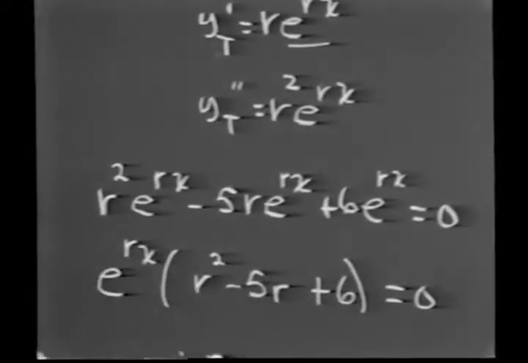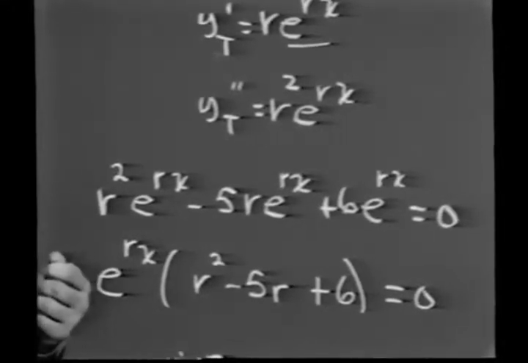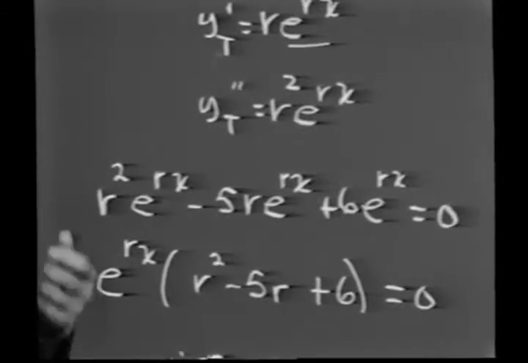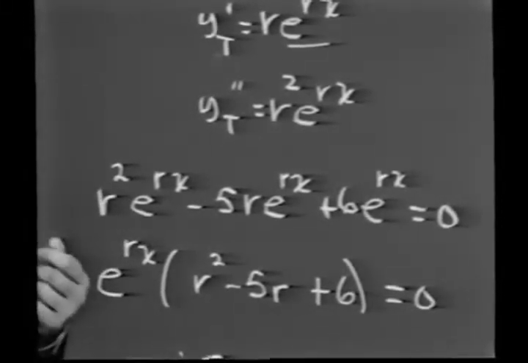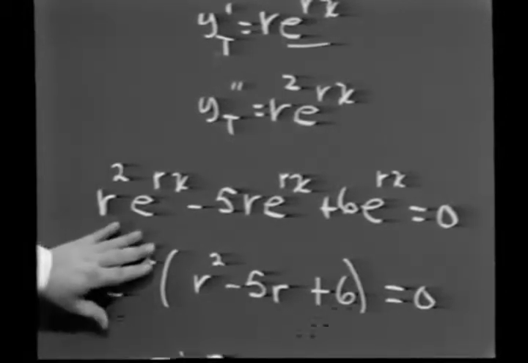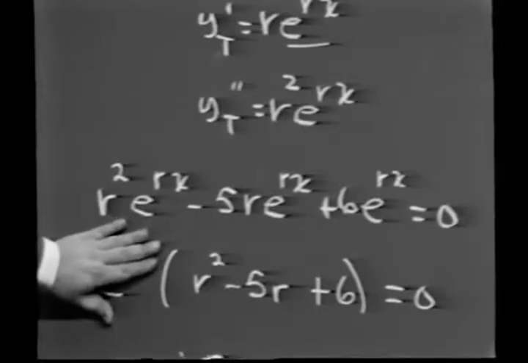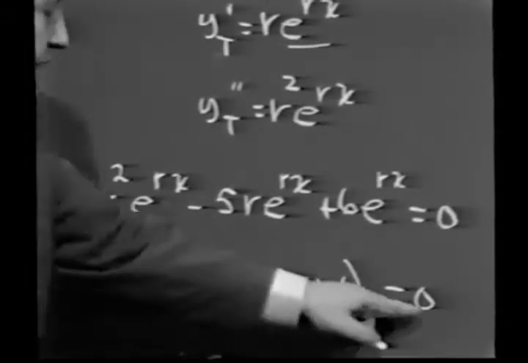If the product of two numbers is 0, one of the factors must be 0. But notice from our graph of the exponential, the inverse logarithm, e to the x, that e to the rx can never be negative, and can never be 0. In fact, e to the rx is always positive. Therefore, if e to the rx is always positive, it must be the other factor which is 0.